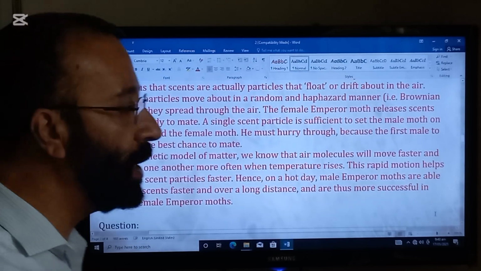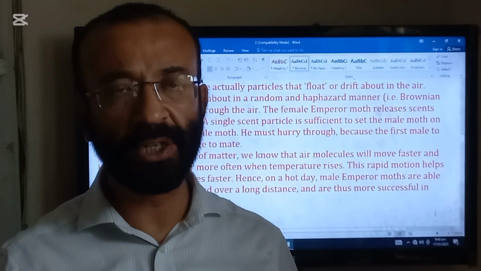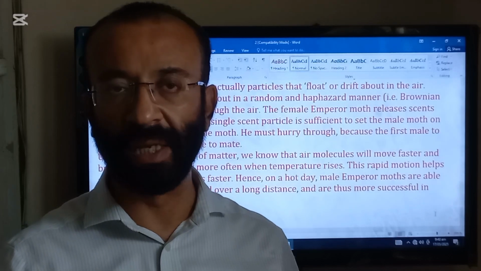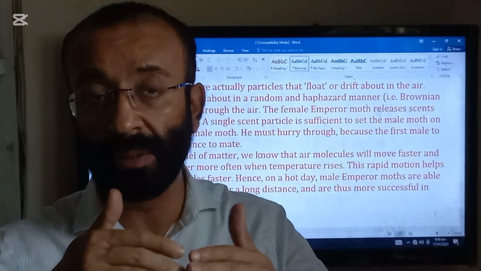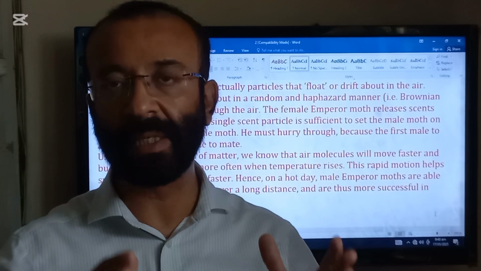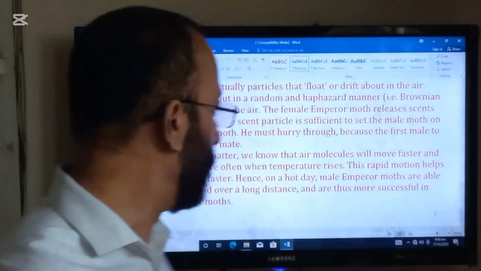So the point is here: in hot weather, normally the temperature rises, and when the temperature of the molecules rises, they move about faster. That's why the scent spreads in summer more rapidly as compared to winter.